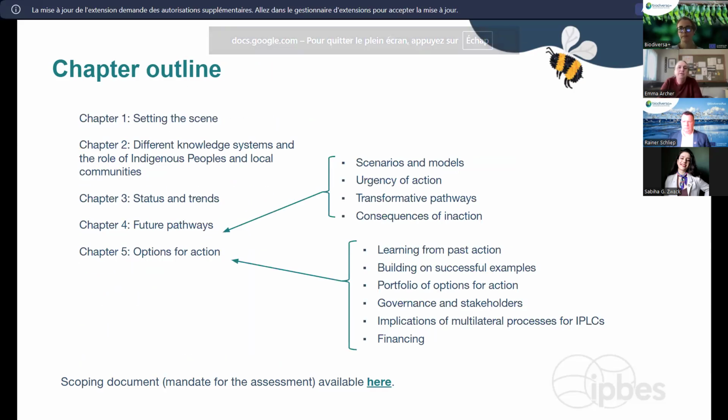In chapter 4, future pathways. That's where we consider scenarios and models, where the urgency of action is. Importantly, and Ren has already spoken about the notion of transformation, the idea of transformative pathways, and what drives us towards particular transformative pathways. And then last of all, importantly, and we've looked at this in previous IPBES assessments as well, what are the consequences of inaction? So moving on from what we know about the consequences of inaction as we move forward.